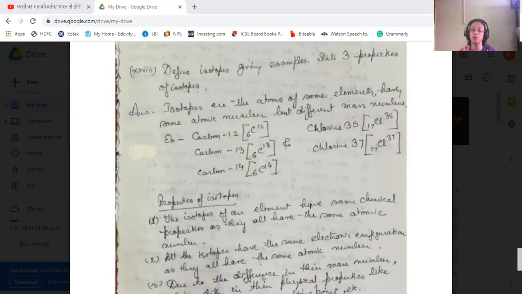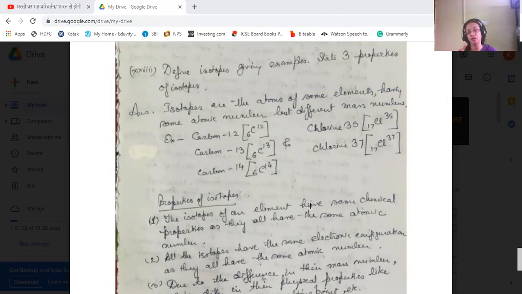The difference between the two atoms of the same element is because of the number of neutrons. One has fewer and the other has more neutrons. That is why the mass number differs, but the atomic number remains the same. That is, the number of electrons or the number of protons is the same. For example, carbon 12, 13, and 14.